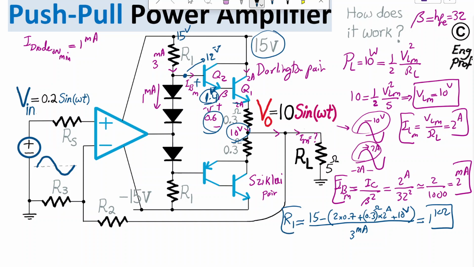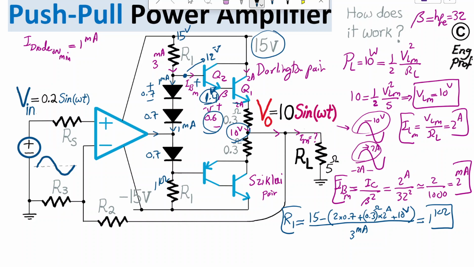Symmetrically, we set R1 equal to 1 kilo ohm here, and also at the bottom of the circuit, 1 kilo ohm. So we found 1 kilo ohm, the value of these resistors. Then we have 1 milliamp going this way during the nominal bias, and 0.7 volt, 0.7 volt, 0.7 volt. We can find the maximum current that the op-amp is providing as well, because 1 milliamp is coming this way.